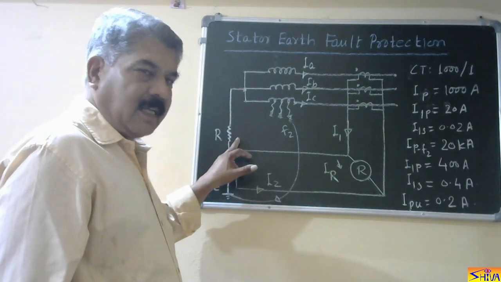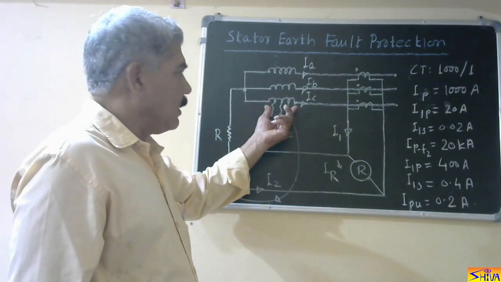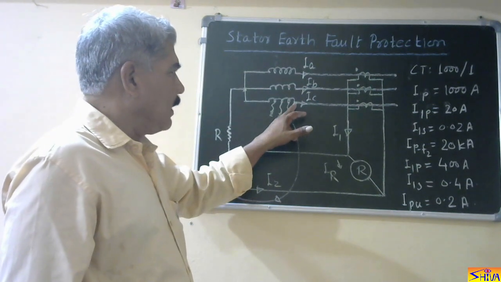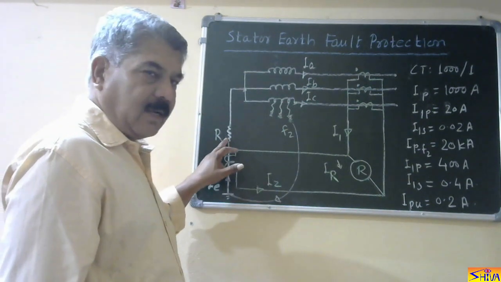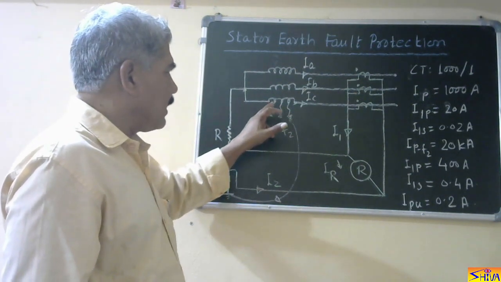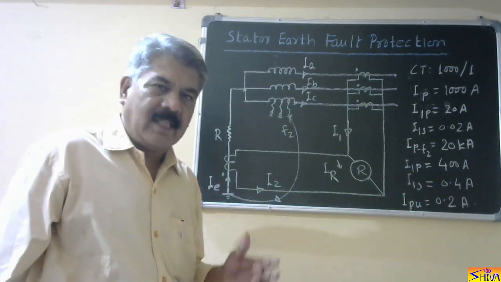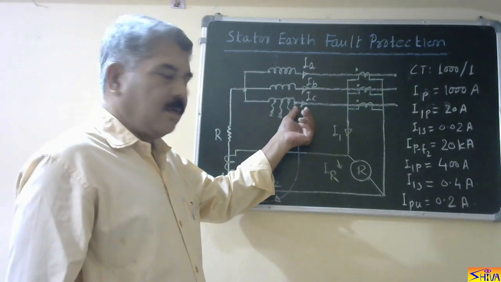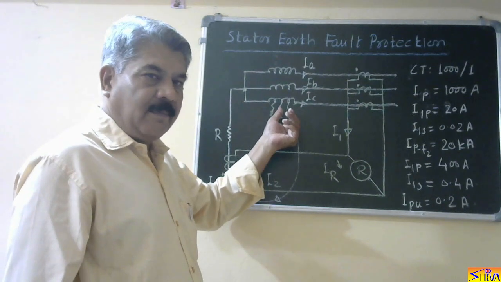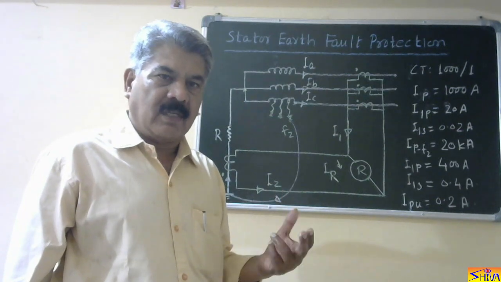Suppose this resistance is 10 ohms and fault takes place at the extreme end, neglecting the resistance of the winding, the current will be 10 kV divided by 10 ohms. If it is at the midpoint, it is 5 kV divided by 10 ohms. If it is at this point, it is 1 kV divided by 10 ohms. We can see that as the earth fault point is shifting from the extreme end towards the neutral end of the winding, the earth fault current is reducing.